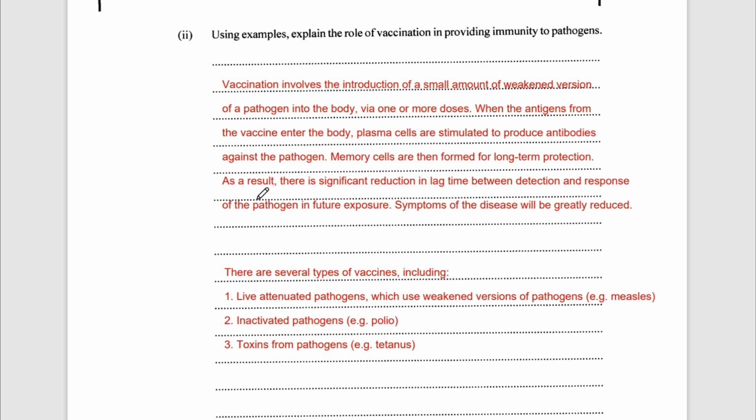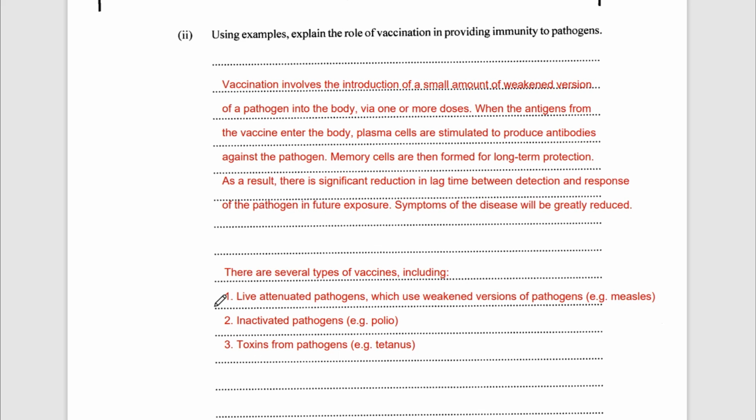So as a result, what you have is a significant reduction in the lag time between the detection and response of the pathogen in future exposure. What this means is that because your body already knows the virus or the antigen, or the pathogen already, your body will be able to detect it a lot faster and respond to it a lot faster. So it doesn't have to take the time to learn it because it already has been introduced to it via the vaccine. And the symptoms of the disease will be greatly reduced. That makes sense.